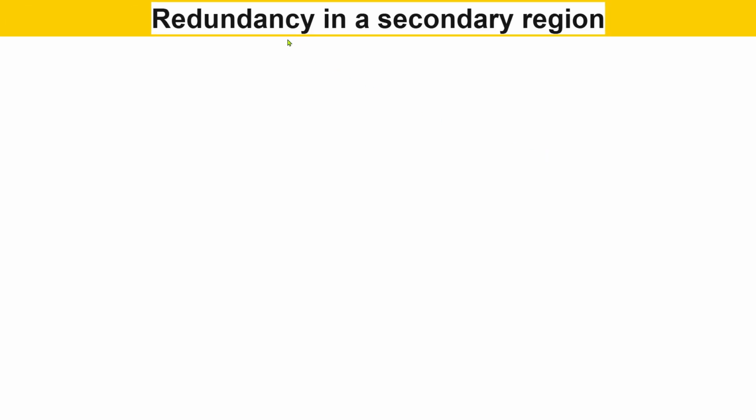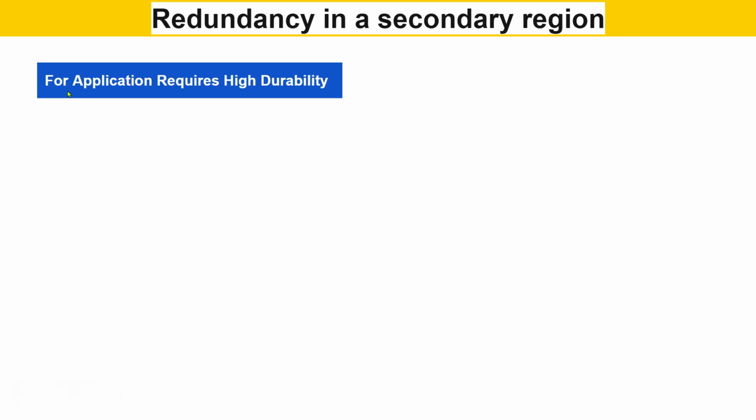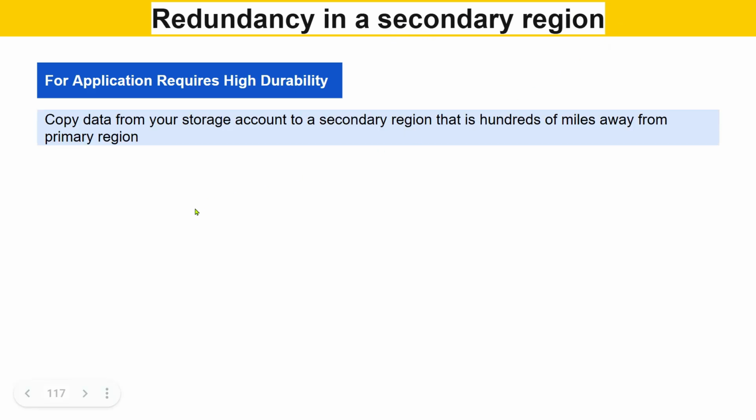The next topic is redundancy in secondary region. So we saw the primary region. Now what is there in secondary region? Why is it needed? Let's see. For an application which requires high durability, if something happens in the primary region, you still want the data to be safe by going with the secondary region.